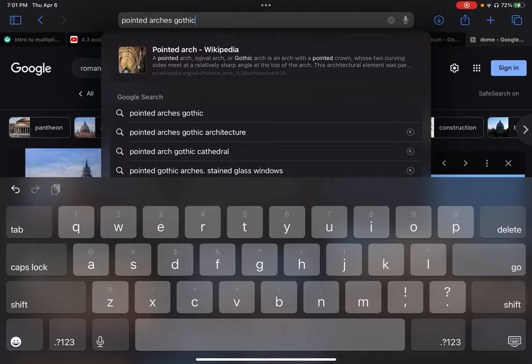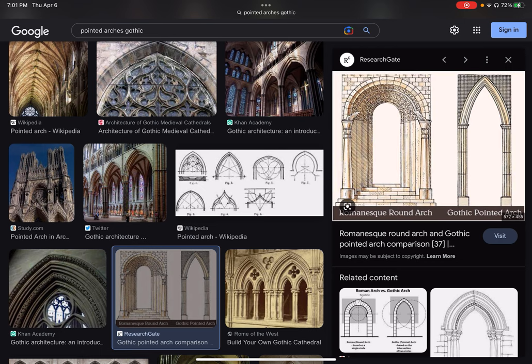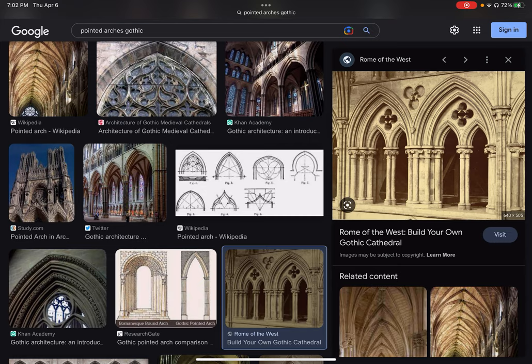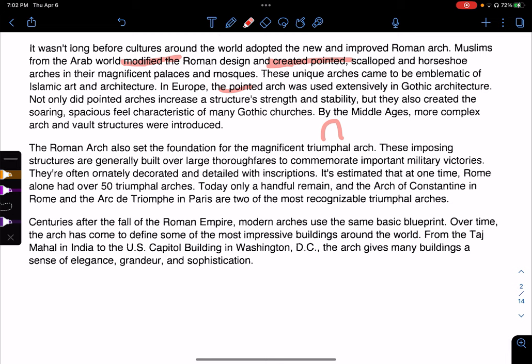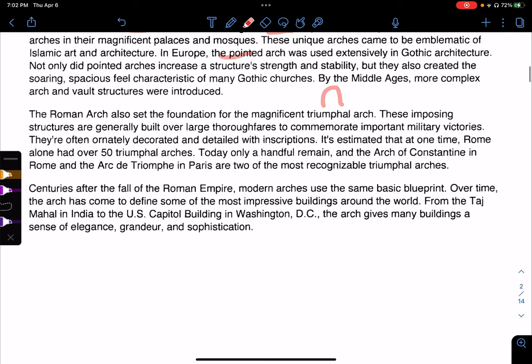And you'll see how they're different. The pointed arches look more like this. You see how they're pointed? So the one on the left is more like Roman, and the one on the right is later in the medieval period. Let's keep going. Created soaring, spacious feelings of many Gothic churches. By the Middle Ages, more complex arches and vault structures were introduced. Okay, so you need to read this on your own.